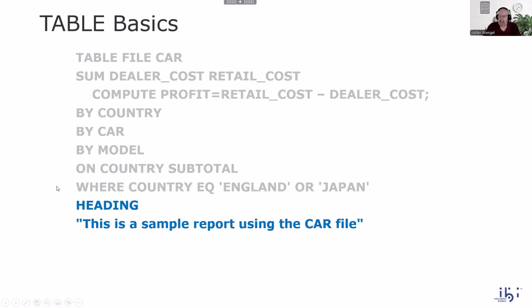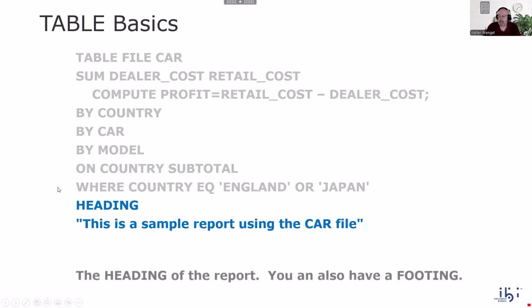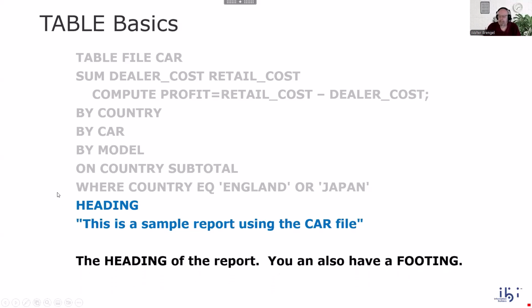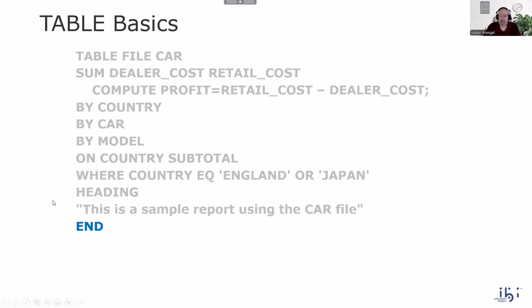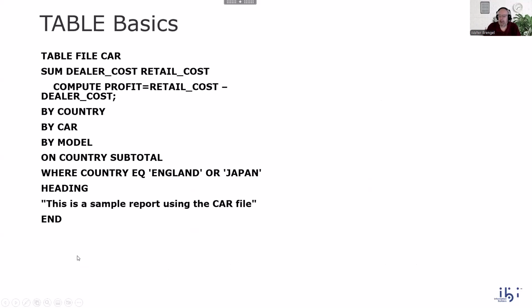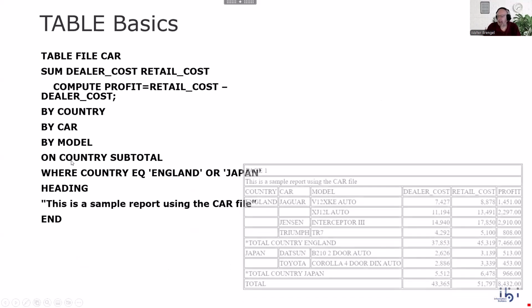Okay, we're going to add a heading. This is a sample report using the car file. And then we close it out by putting an end statement at the end of the table request. So here's our code. We run it, and here's our output.